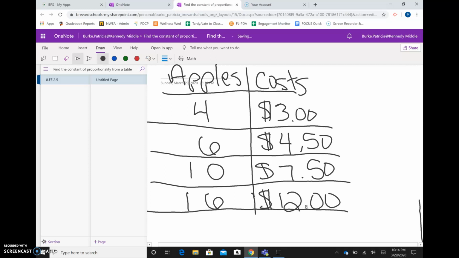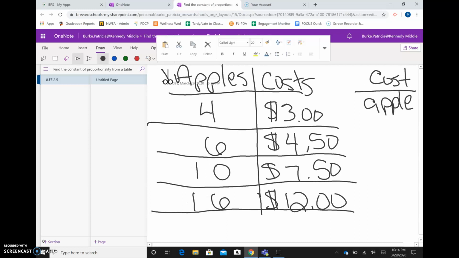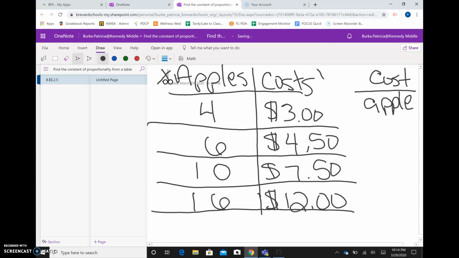To see if this is a proportional relationship, what we need to find out is our cost per apple. See what I did here? I made a division problem. Remember, when you do these, you read top down. So cost per apple. If you let your apples be X and your cost be Y, this would mean you would have your Y column divided by your X. Let's see what that looks like.